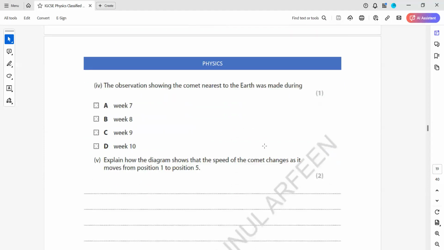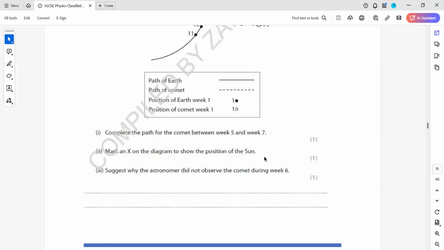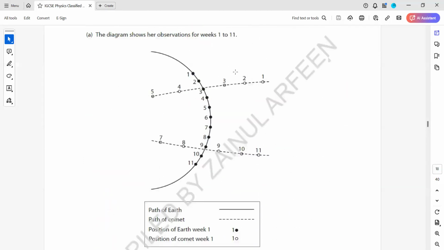Explain how the diagram shows the speed of the comet changes as it moves from position 1 to 5. So how does it show this as it is moving from 1 to 5?